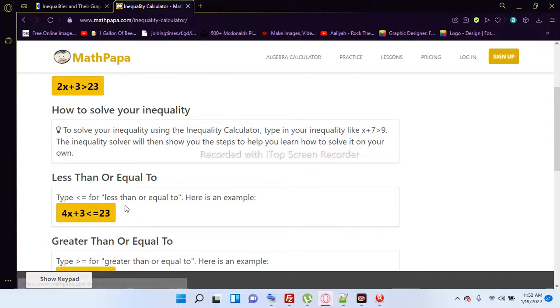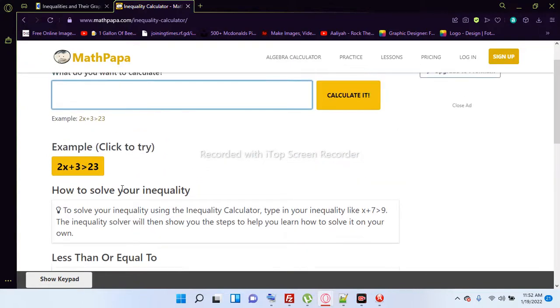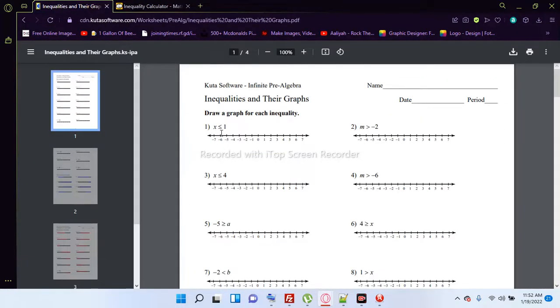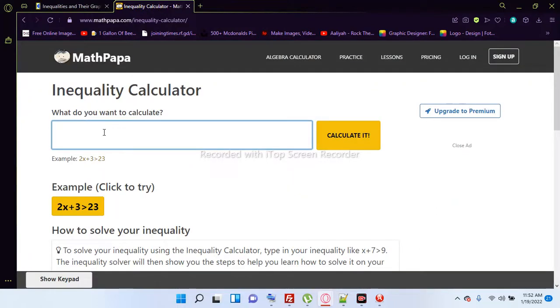Type for less than or equal to. Here's an example, where x plus 3 is less than or equal to 3. Okay, 2x plus 3 is greater than or equal to 3. So what we'll do is we'll go in and we'll say x is less than 1. Let's see. So we go, x is less than 1.